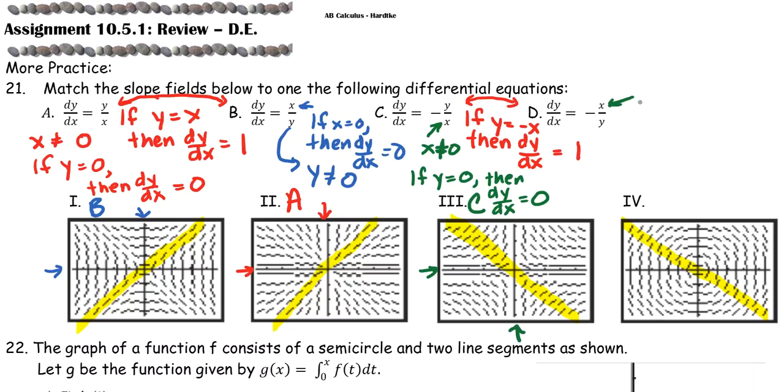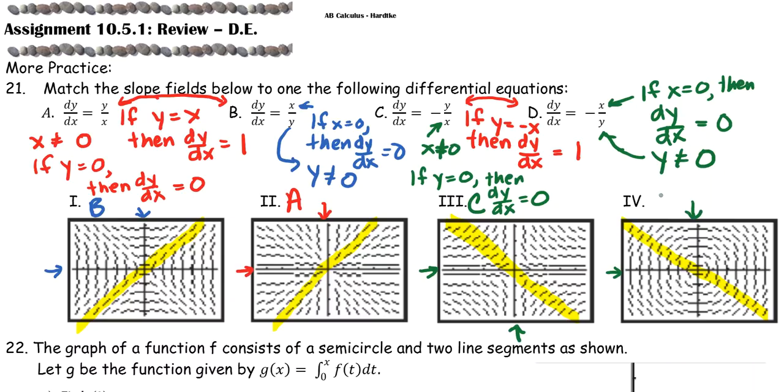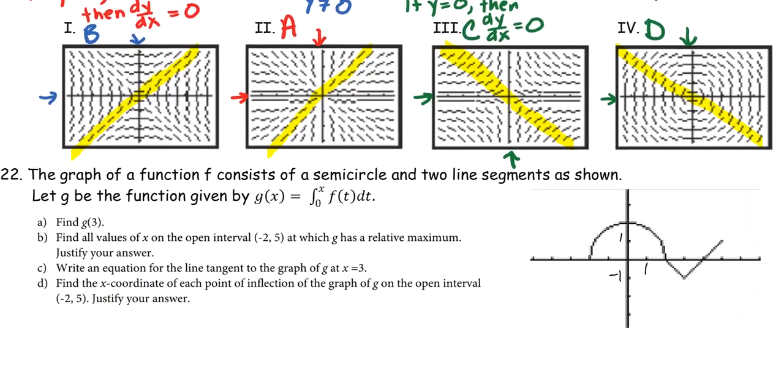And I think you've got the idea here. If x is 0, then dy dx is equal to 0. Now that's not the only way that you could figure these out, but it's certainly the thing that might come to mind first. And y cannot be 0. So on the horizontal, we're going to have no slopes, and on the y-axis, we have our horizontal slopes. So this worked out nicely for graph D. All right.